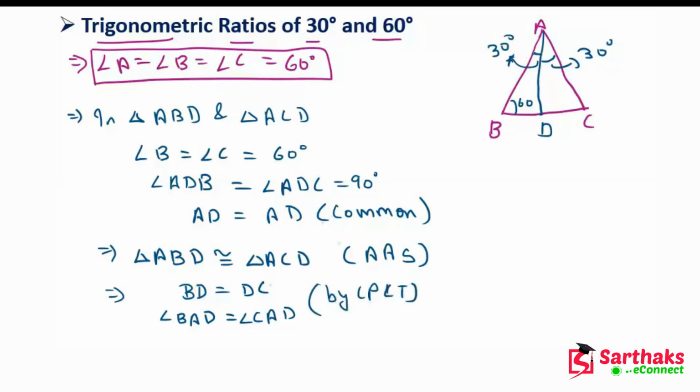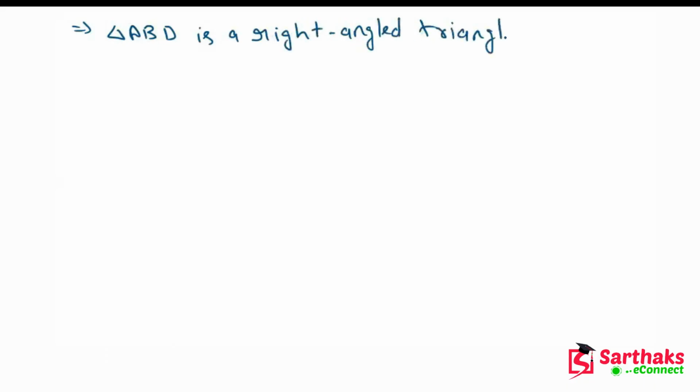So now let's move on. We can say that triangle ABD is a right angle triangle, in which angle BAD is 30 degree and angle ABD is 60 degree.